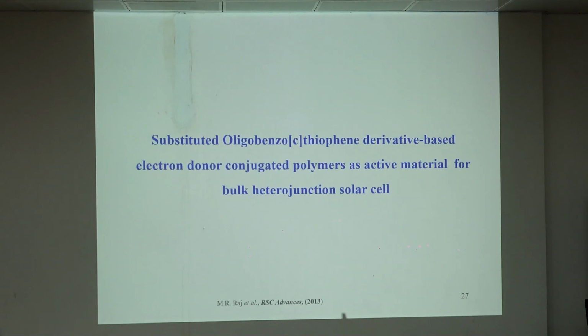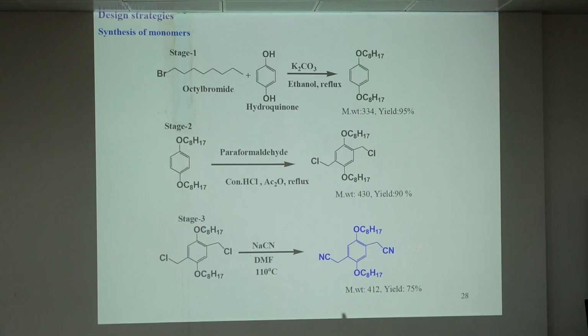Second molecule: we want to tune more. The same oligothiophene we want to tune. Previously we used hexyl bromide; instead of hexyl we use octyl bromide because we felt the organic molecules were not soluble. We want to improve solubility, so we use a long chain, octyl, nonyl, etc. We change the octyl portion: previously we used hexyl, now we use octyl, the same compound but with octyl portions.